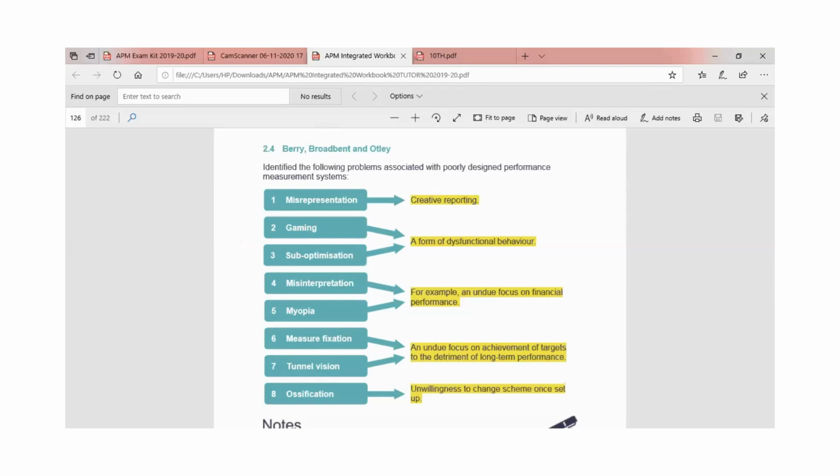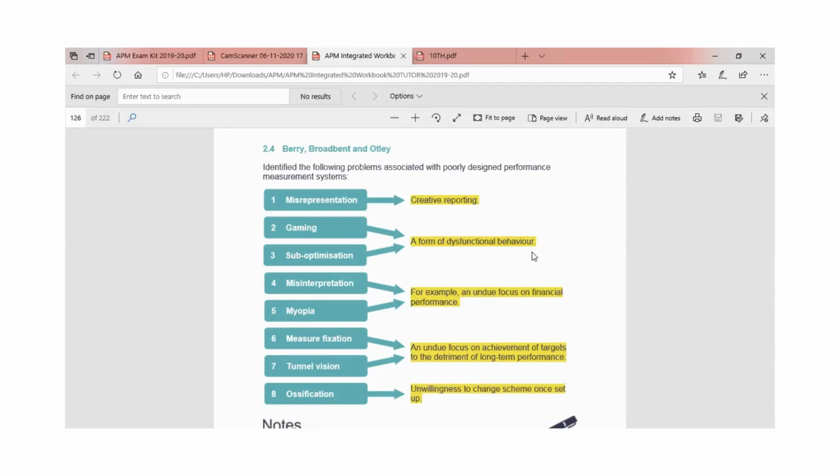The problems with performance measurement, we have certain terms which are listed there. Let's see what is the meaning here. I put another slide here. Misrepresentation, where the financial statements are altered. There is window dressing, also called creative reporting. The financial statements are changed. I mean, the true picture is not projected or portrayed in the financial statement.